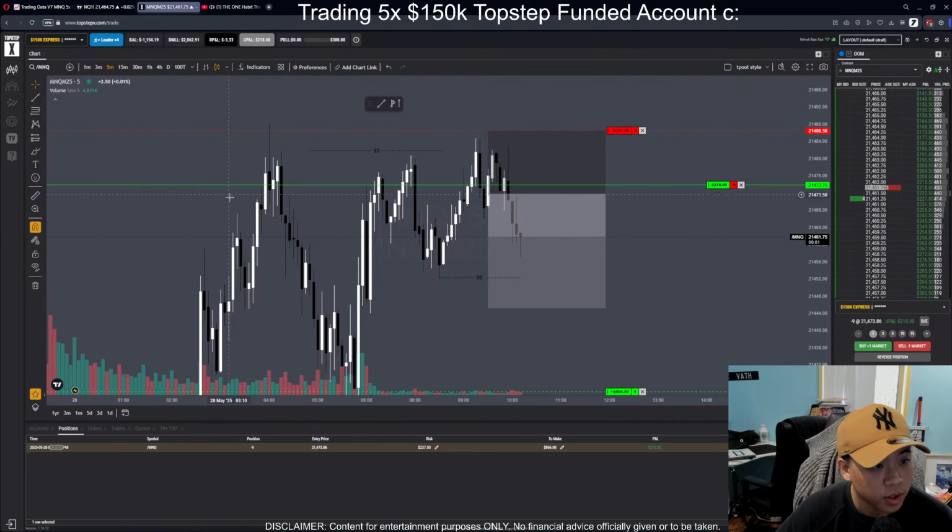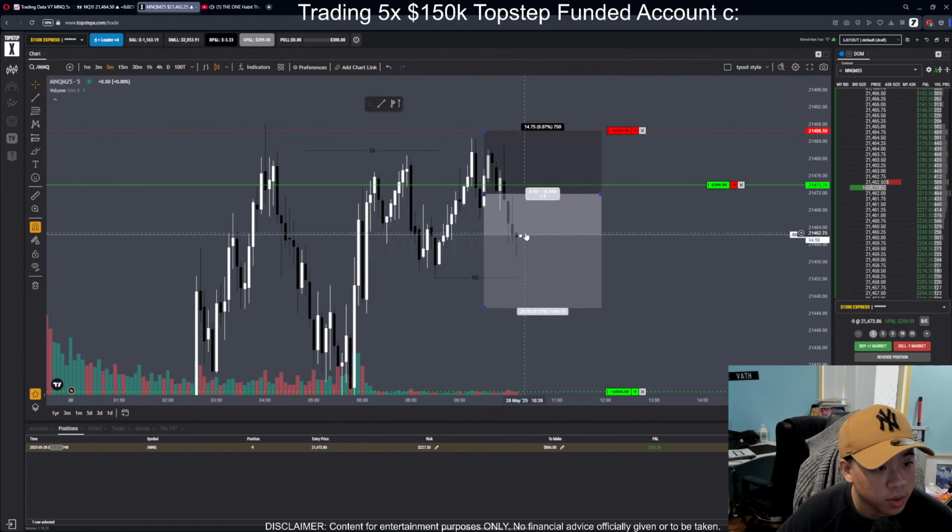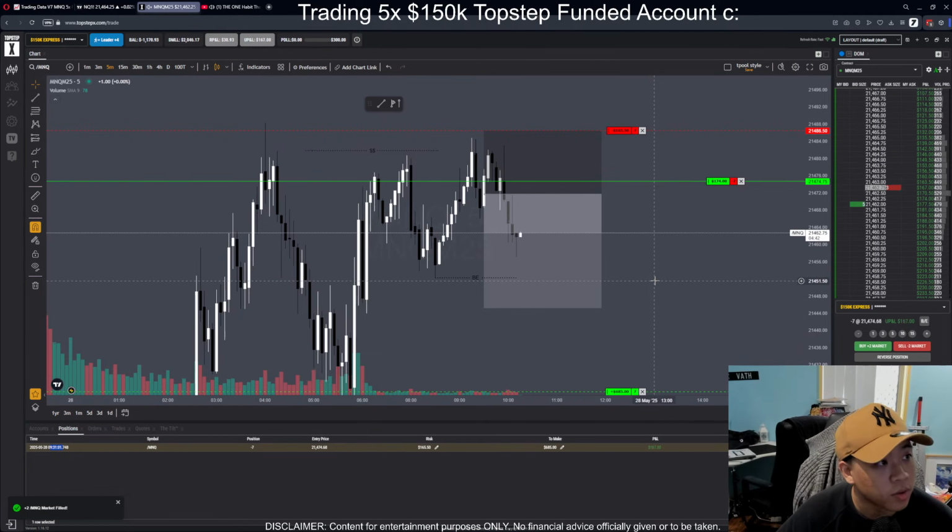So what is going on, chat? It is sort of struggling to come down here. We've made a massive wick here. This could be it, it did sweep this point of interest. It could start making a reversal here, really. I might actually just take some risk off.